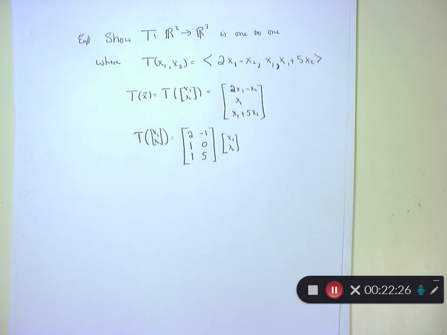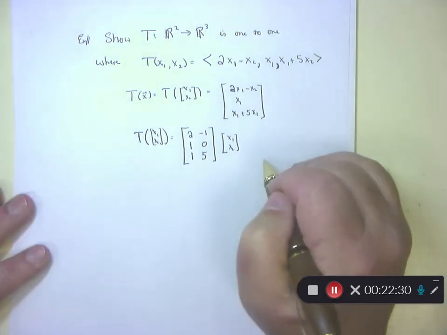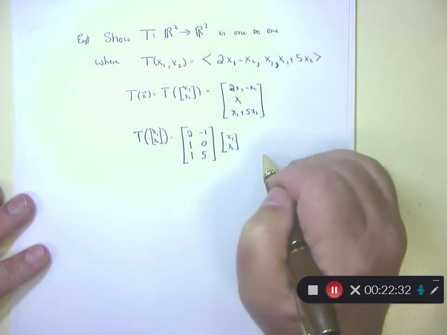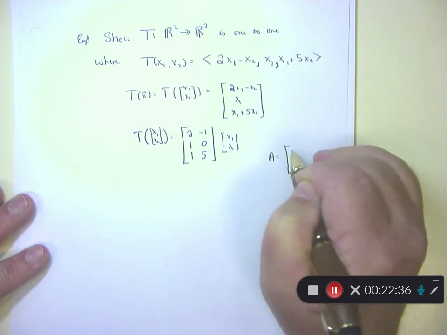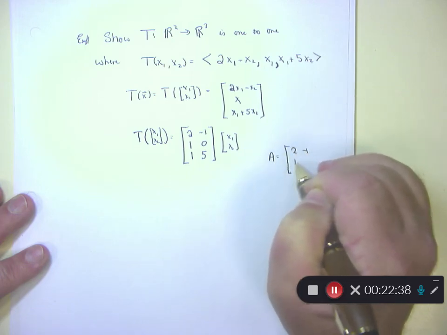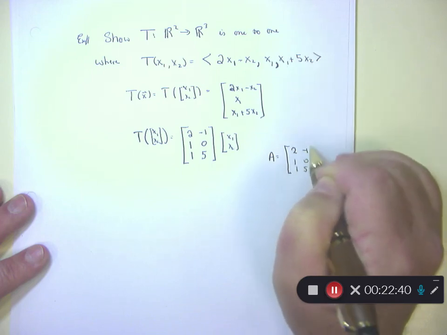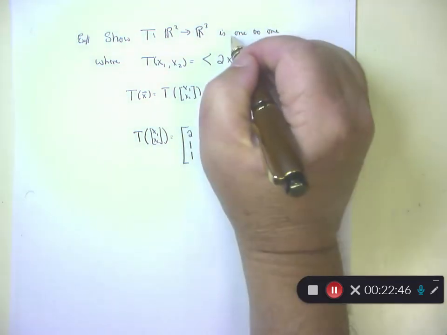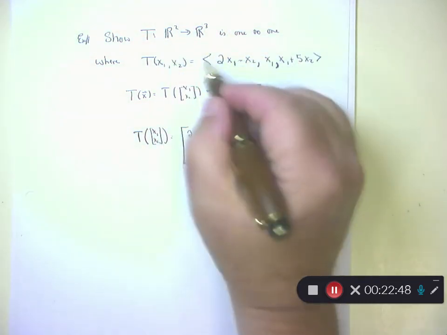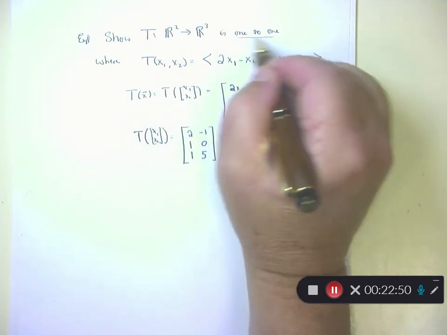Does that make sense? Did you see how I went from here to here? Now you've got it. Your, quote, linear transformation represented by a matrix, that matrix A, is the matrix 2, -1, 1, 0, 1, 5. Does that make sense? Oh yeah, what was the question? The question is, show that this transformation is 1-to-1.